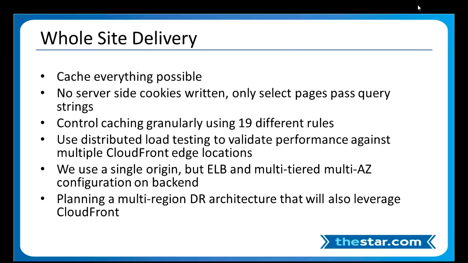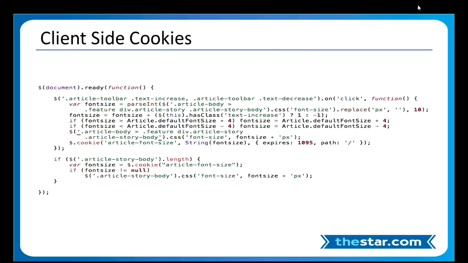As I mentioned, we use a single origin as opposed to Nihar's example where you can have separate origins for things like static and dynamic content, and you can even assemble many different origins into one CloudFront distribution. We have a single origin that serves both dynamic and static content, but it's scaled out and fault tolerant. We're also planning a disaster recovery architecture that will leverage CloudFront, which will then take our origin into a different Amazon region in case of DR needs. Okay, next slide, please.